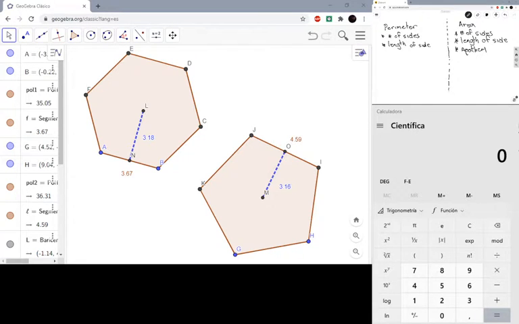Okay kids, in this video I want to teach you how to find the perimeter and the area of regular polygons. Remember kids, regular polygons are the polygons that have two characteristics at the same time. The first one is that all of the measures of the sides are equal, and the second one is that all of their internal angles are also equal.